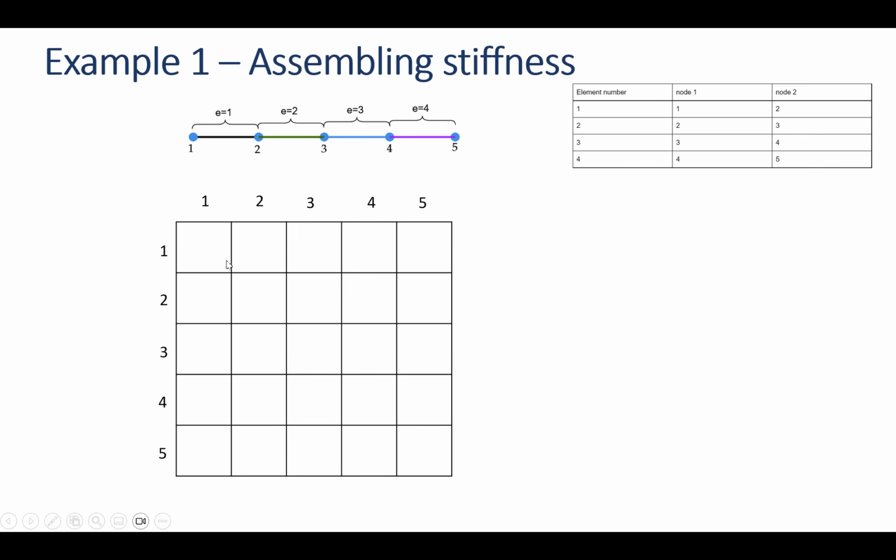So this is our global stiffness matrix, and let us start with element 1. For element 1, we have a 2 by 2 matrix, and it doesn't matter at the moment what these values are. First, let's look at these 4 black dots and see where they go into the global stiffness matrix. We know that element 1 is connected to nodes 1 and 2. So we have rows 1 and 2, columns 1 and 2. That means these 4 values go into row 1, row 2, and column 1, column 2.